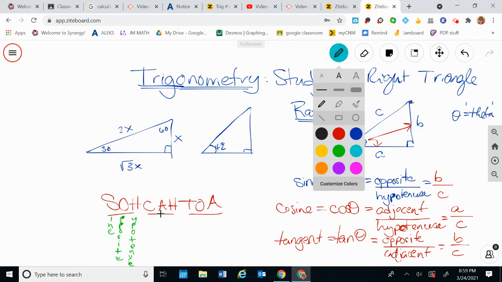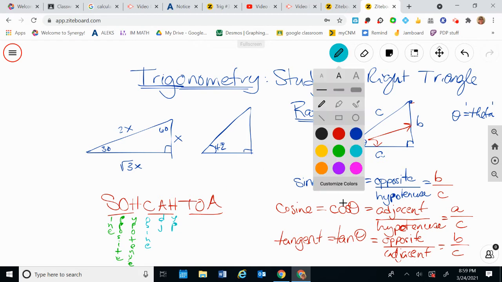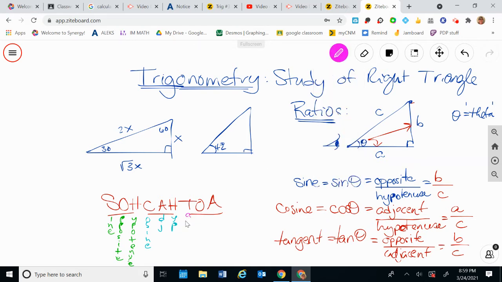Cosine is equal to adjacent over hypotenuse. And then the last one is tangent, which is equal to opposite over adjacent. So SOHCAHTOA is a cool little way to remember, okay? But you have to remember how it's spelled, SOHCAHTOA. I would highly recommend you write this whenever you do your problems.